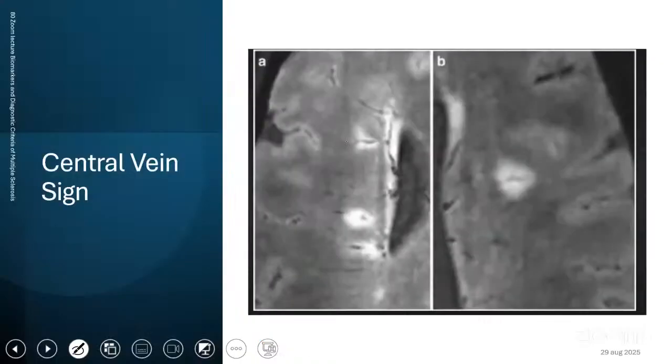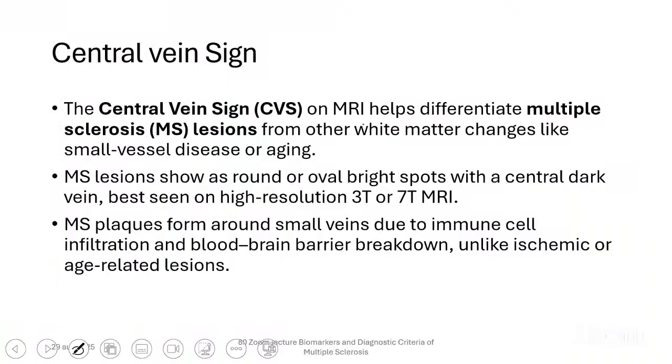Now, something that has come up is a central vein sign, where you can see the vein in the center of the lesions here. And this is another biomarker, which is very much in speculation now. The central vein sign on MRI helps to differentiate multiple sclerosis lesions from other white matter changes like small vessel disease or aging. These lesions show round or oval bright spots with a central dark vein, best seen on high resolution 3 Tesla or 7 Tesla MRI.